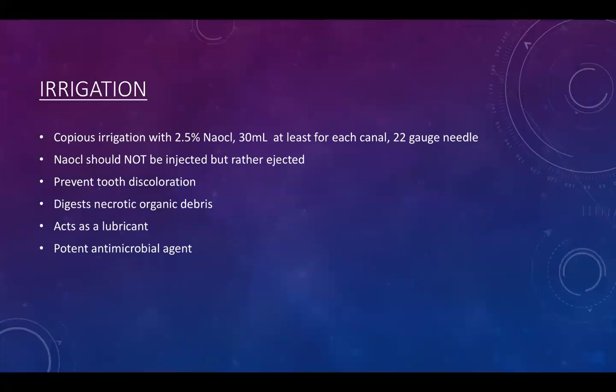Serial filing and the use of sodium hypochlorite really increase the success rate of endo treatments. I would recommend continuously irrigating between each step, because sometimes when we don't obturate certain accessory canals or apical portions, having proper irrigation definitely avoids any reinfection.